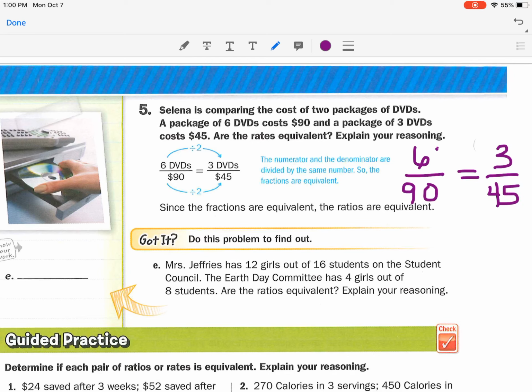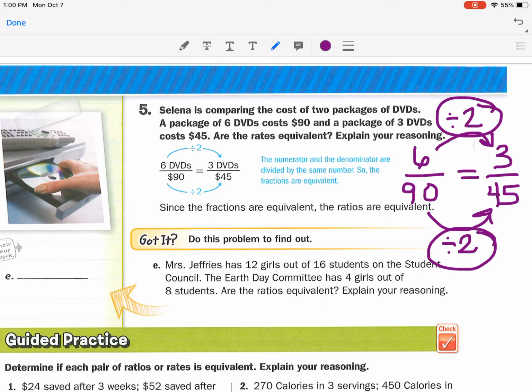So how do I get from 6 to 3? Well, I am dividing by 2. How do I get from 90 to 45? I divide by 2. Since I did the same thing to the top that I did to the bottom, these rates or these ratios are equivalent because I did the exact same thing. I divided by 2 on both of them.